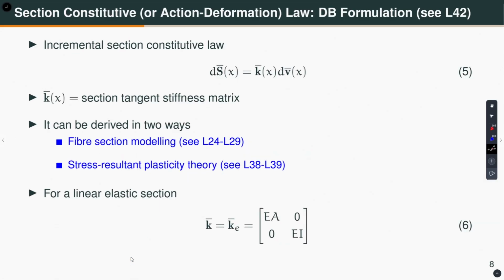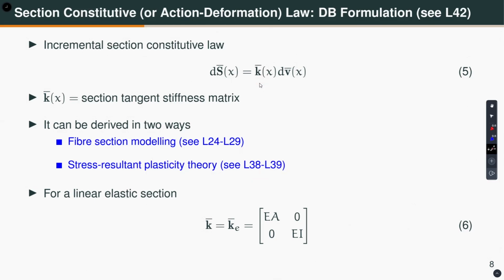Okay. So, now let us talk about the section constitutive relationship. Let us revisit what we did in the DB formulation, that is displacement based formulation or stiffness based formulation, in the previous lecture. We said the incremental section force vector dS bar x is equal to the section tangent stiffness matrix multiplied by the incremental section deformation vector. Okay. And we also said that we can use a fiber section modeling, which was covered earlier, or a stress resultant plasticity theory, which was again covered earlier, to determine this k bar x.